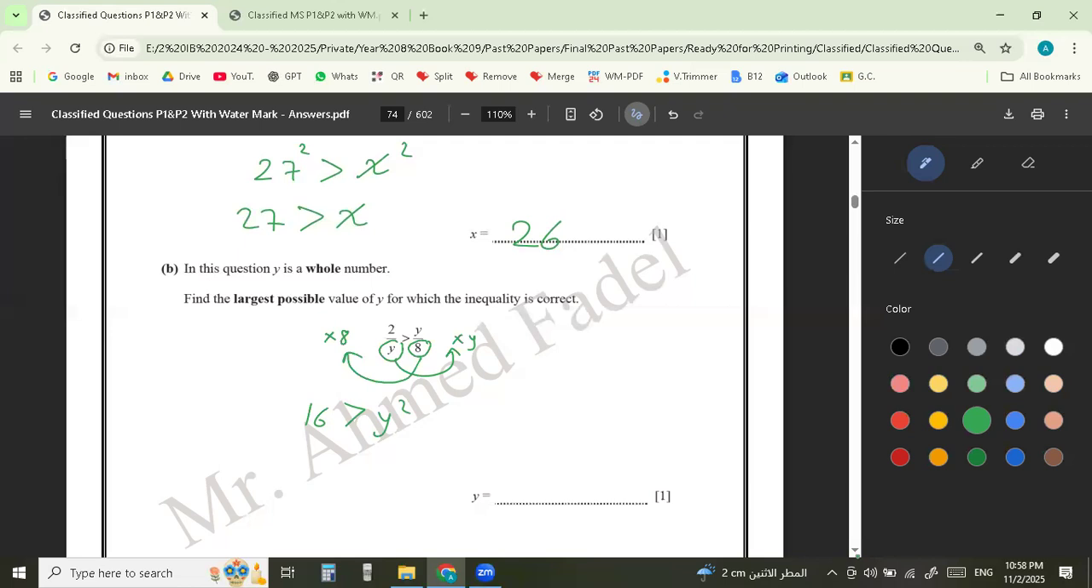I'm going to send the square there to the other side. So what am I going to do? I'm going to send it there as a square root. We agreed in solving equations, if you remember: if you have a square, you send it to the other side as a square root. If you have a cube, you send it to the other side as a cube root, and so on.